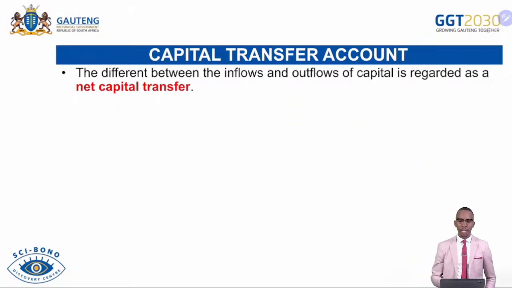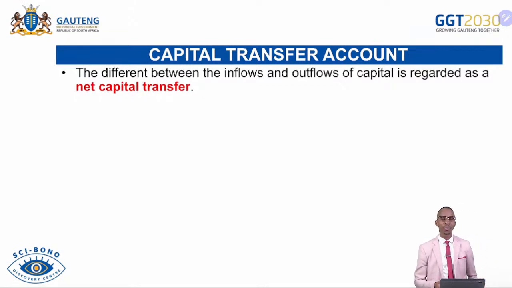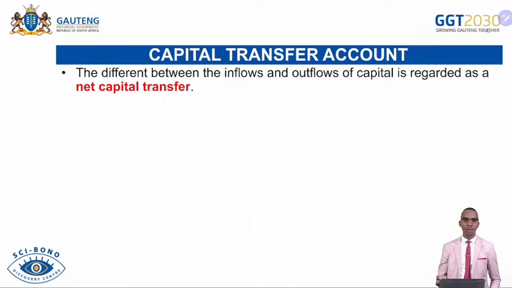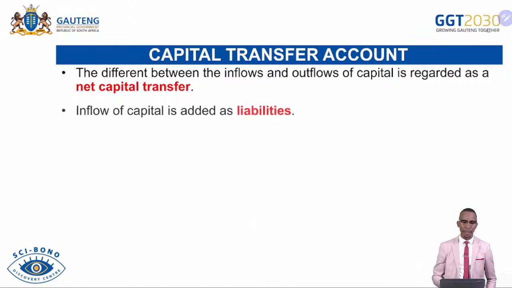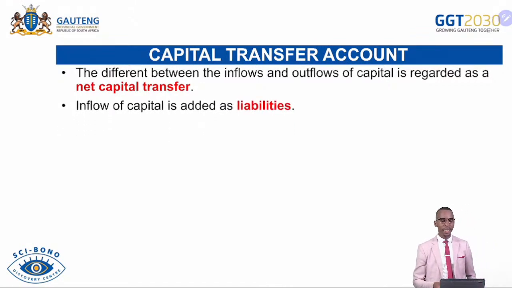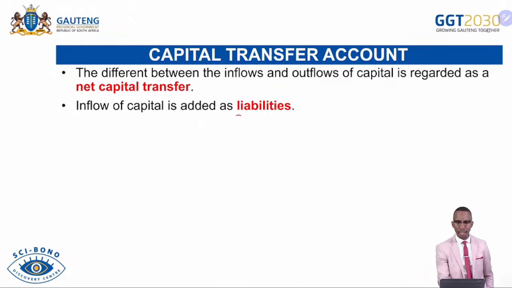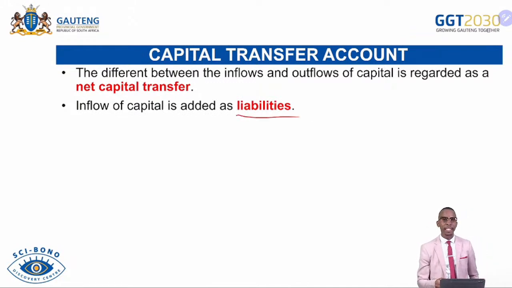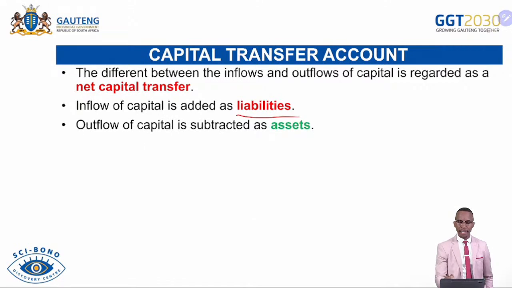So the difference between the inflows and outflows of capital is regarded as a net capital transfer. So we simply say the inflows minus outflows, we get the net capital transfer in there. Inflows of capital are added as liabilities, and then the outflows are subtracted as assets. Remember, I told you the reason why.